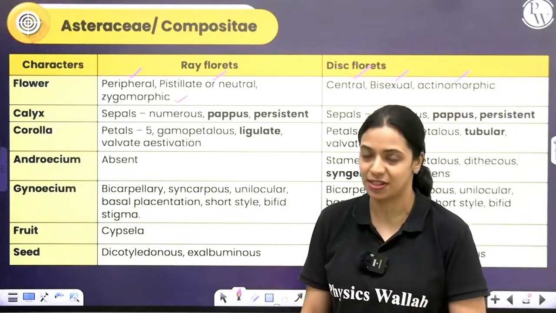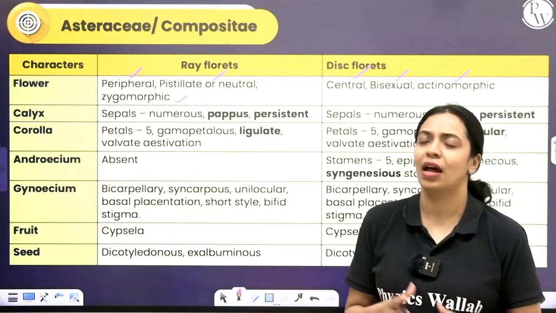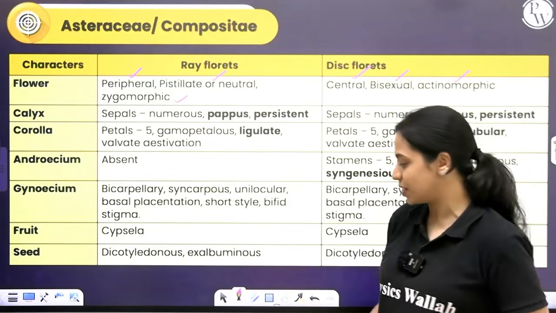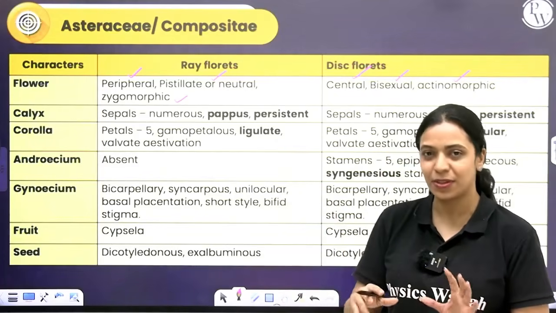How are the sepals here? The sepals may range in number from 2 to 3, but what happens here is the sepals will fuse. Okay, however many sepals are present in different species.